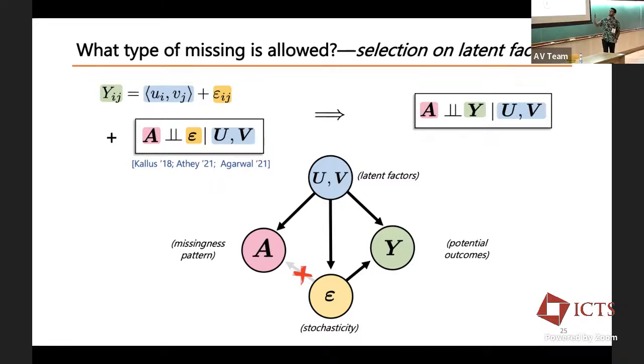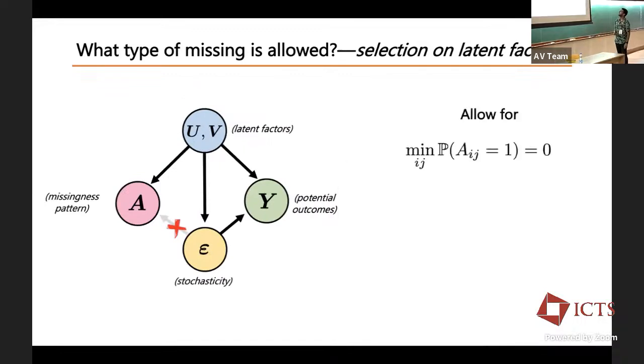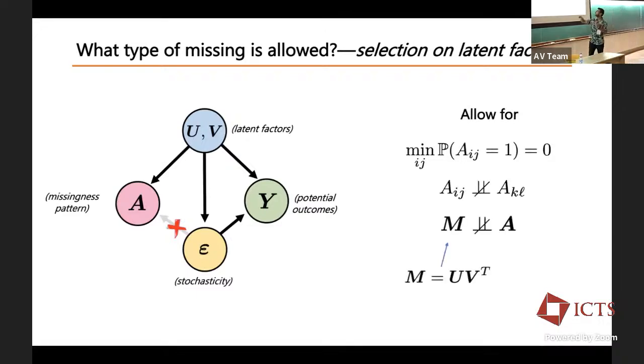Another way of saying this is that it is selection on these latent factors. For those of you who know causal inference, this is analogous to saying selection on observables, so selection on covariates. Here you don't observe the covariates, but by having these repeated measurements, you're getting a proxy for these covariates using these latent factors. But we do allow for things like the probability of observing something can be 0, the matrix A can be arbitrarily correlated with each other, and then the M can be correlated with the A.